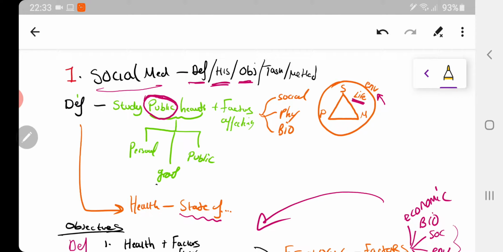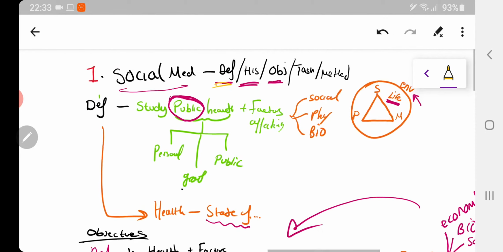So first topic is about social medicine. Definition, history, objective, task, methods. Okay. So definition. Now I don't know if there's a single concrete definition, right? But this is what I put down.